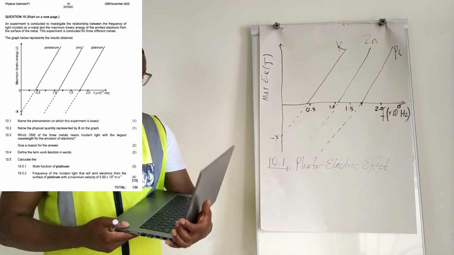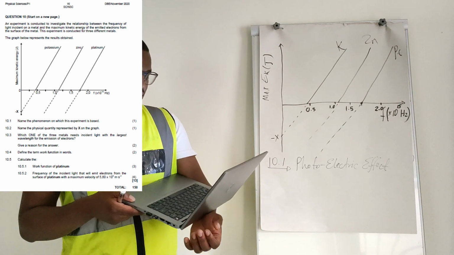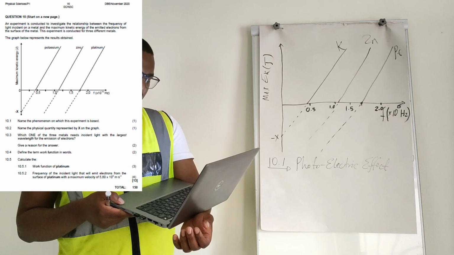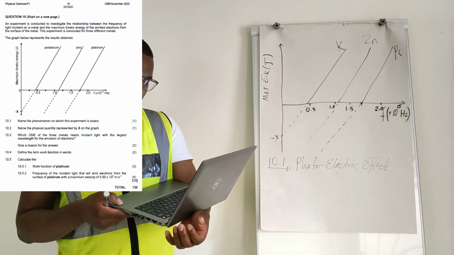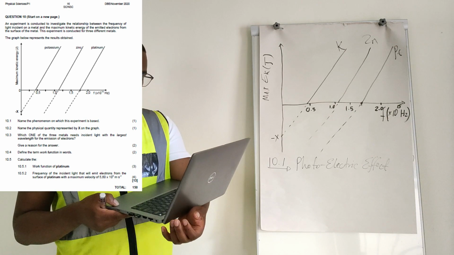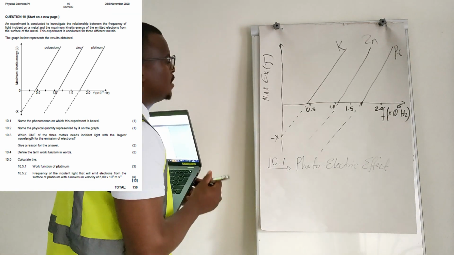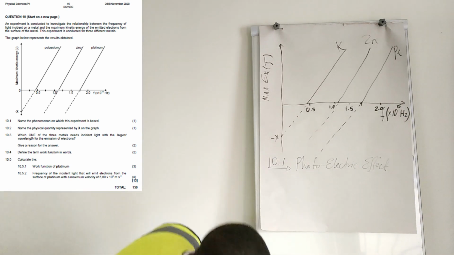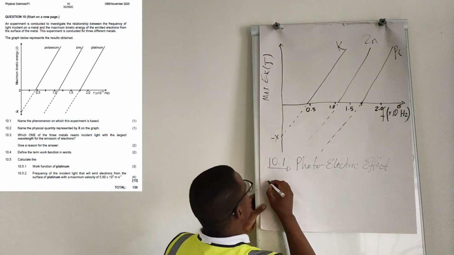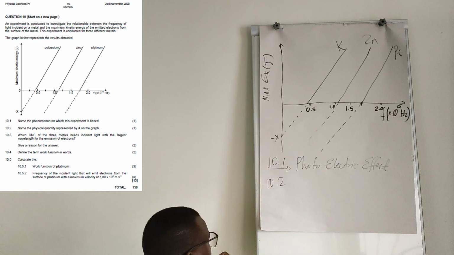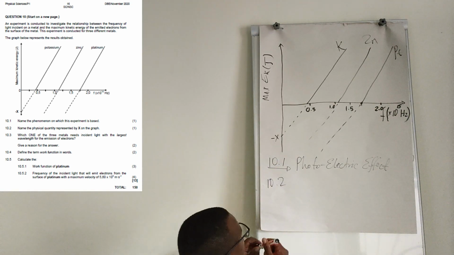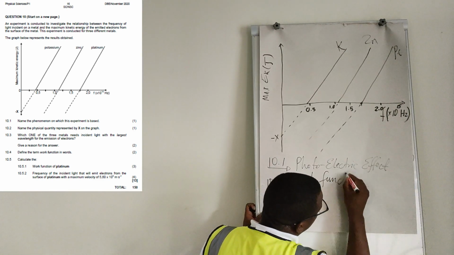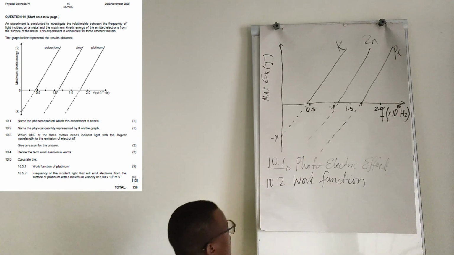So let's go to 10.2. Name the physical quantity represented by X on the graph. They are asking what physical quantity is represented by X on the graph. So for 10.2, that is the work function of your metals. Work function.